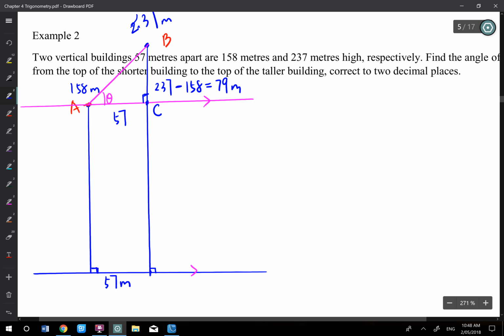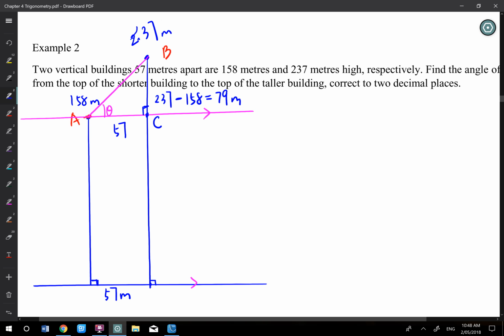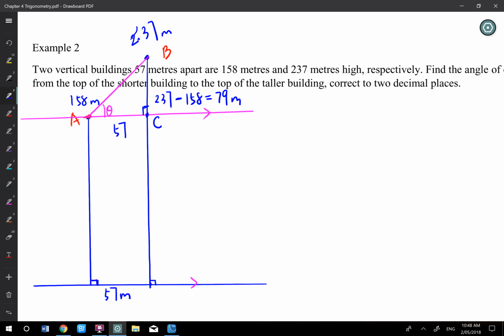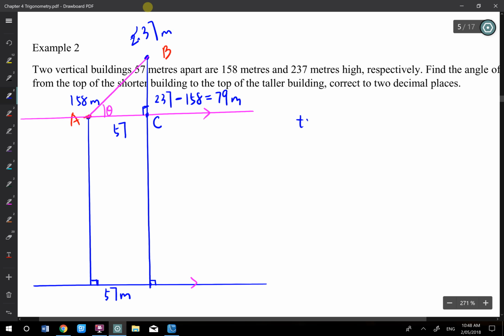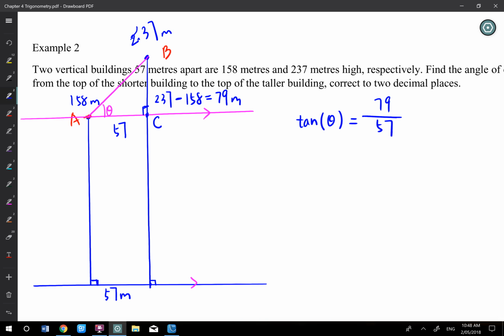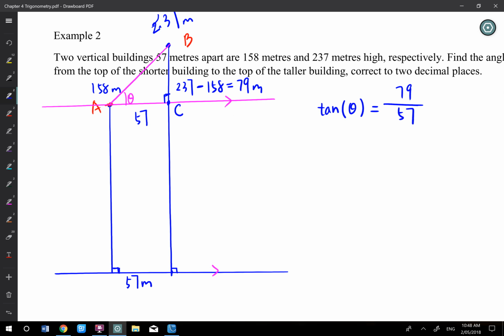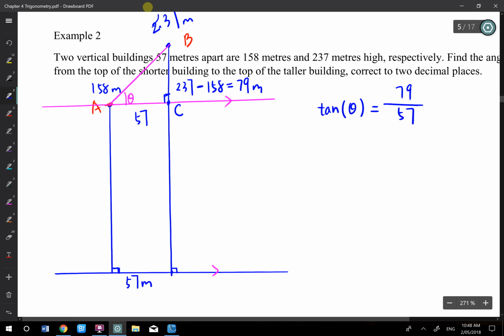Okay, 79 meters. So what trig ratio can you give me? Tan theta? Tan theta is 79 over 57. Okay, good. So we have this ratio here. If we have this ratio, we can work out the theta. So theta should equal tan inverse 79 over 57.